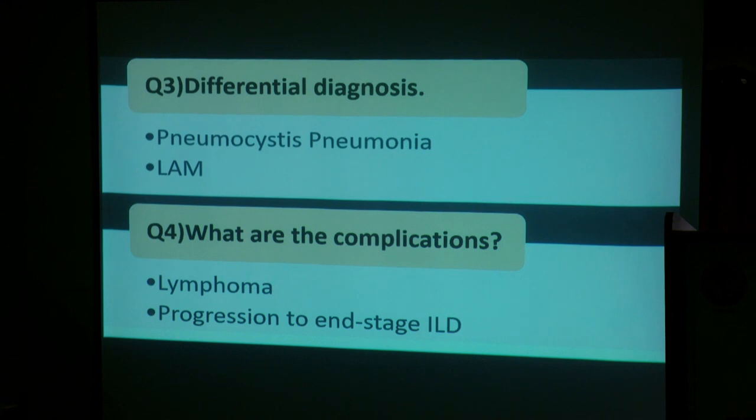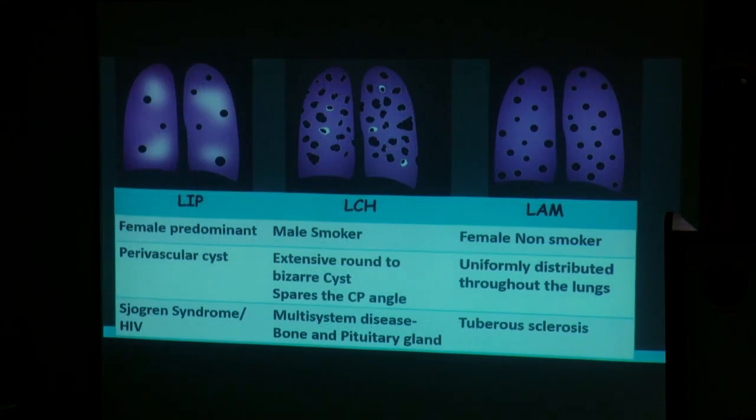The complications are, they can progress to end stage irreversible ILD and lymphoma. This lymphocytic interstitial pneumonia is also included in the neoplasm lists of the lung in the recent WHO classification. Now these are comparisons of cystic diseases of lung. So look, as we discussed, our patient is a female patient with perivascular cysts and a predisposing factor. A male smoker has bizarre shaped upper and mid zone predominant cysts with sparing of bases, costophrenic and cardiophrenic angle.